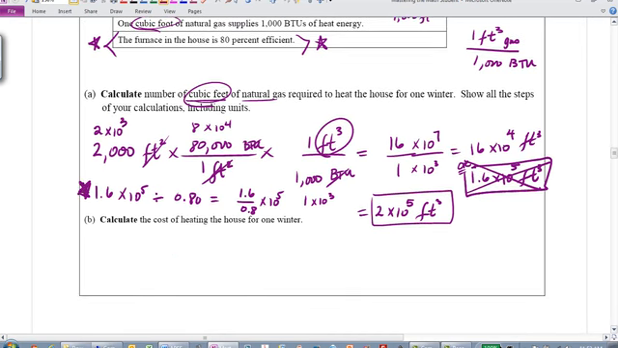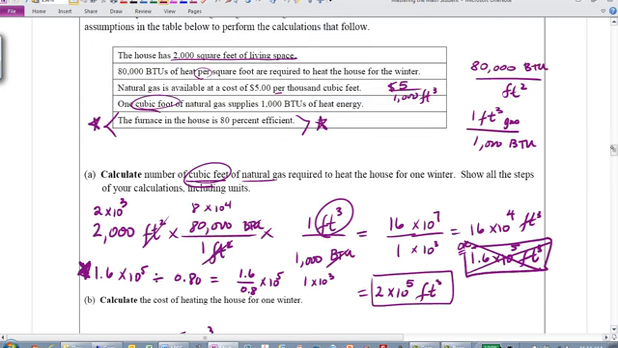So when you get into that efficiency thing, you have to go, but wait, I calculated it as if it's 100% efficient, and I just divide by how inefficient it is in decimal form. All right, so now finally calculate the cost of heating the house for one winter. Well, we just said I have to buy this many cubic feet of natural gas to heat it, and then some kind of conversion factor to get rid of the cubic feet. So come back up and peruse your table. What is going to work for you here?